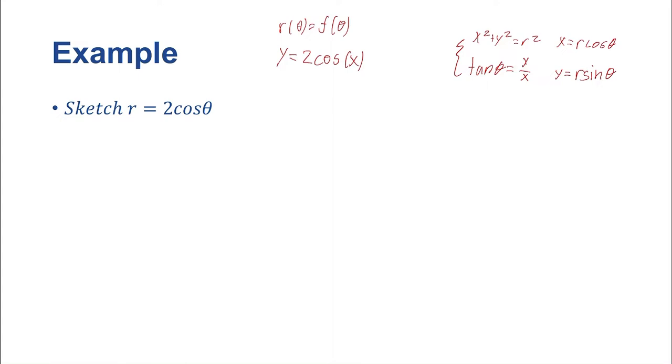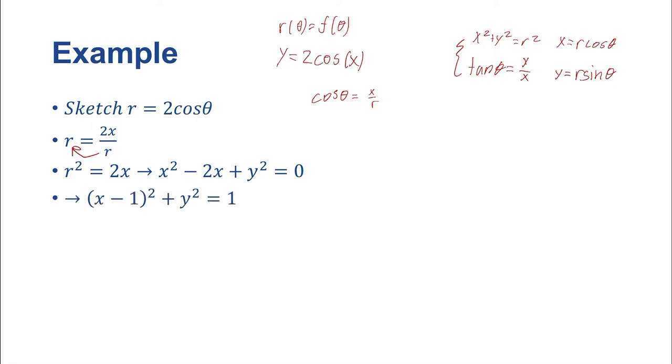So what we do is we take r equals 2 cosine of theta, and we plug in, we know cosine of theta is equal to x over r. So what we get is r is equal to 2x over r. We can move the r over here, and then we get r squared is equal to 2x. We know r squared is equal to x squared plus y squared. We're going to move the 2x over, so we get x squared minus 2x plus y squared is equal to 0. Now we will complete the square, and in doing so, we will get the equation of a circle. So we will get (x minus 1) squared plus y squared equals 1.